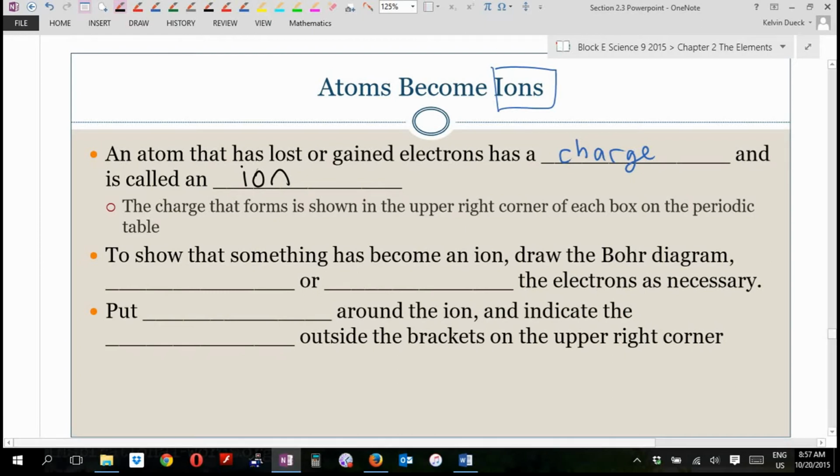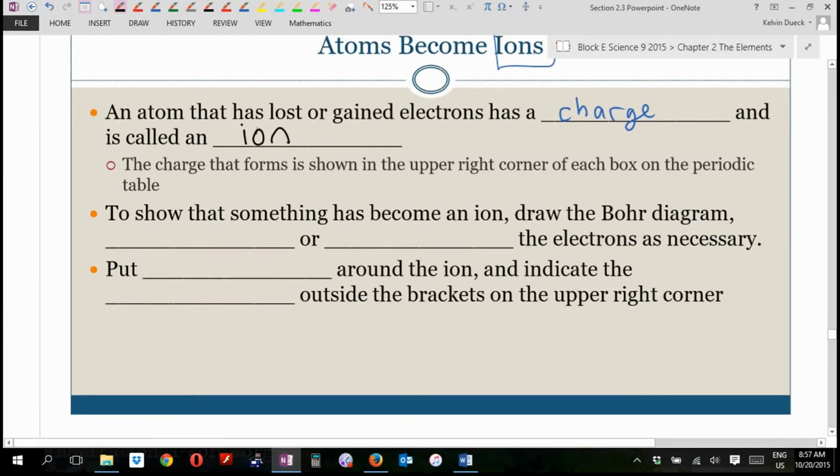The charge that forms is shown in the upper right corner of each box. Now you may notice, if you're particularly nerdy, as you go towards the middle of the periodic table, some of those elements have more than one charge, and that's where some of the rules that I'm telling you are going to break down a little bit because it gets more complicated. But near the top and on the outside, we're good.